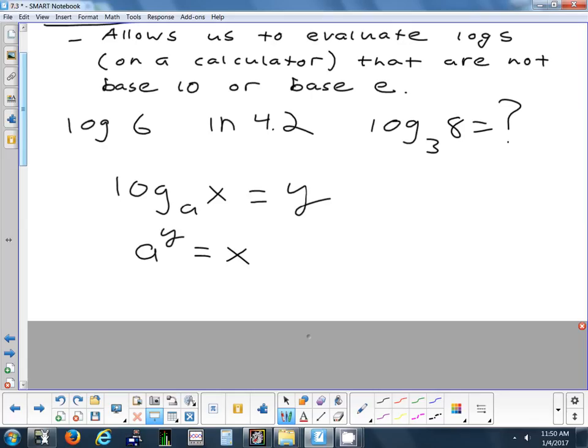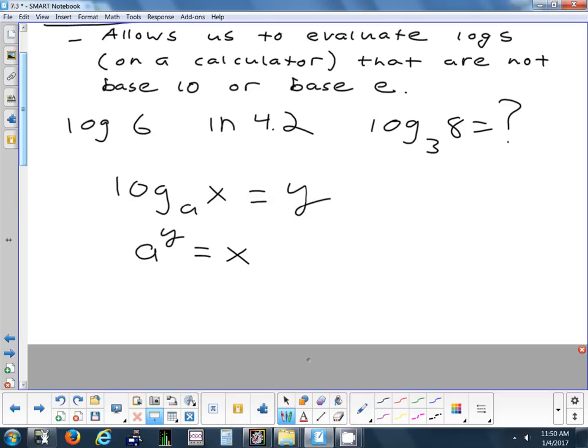Okay, now the next step, it's a little bit of a trick, but I'm going to take the log of each side. As long as you do the same thing on both sides, that's fine. So you might be like, we just got rid of log. Yeah, I know, we're putting it back. So I changed it from log form to exponential, and then I took the log of each side.